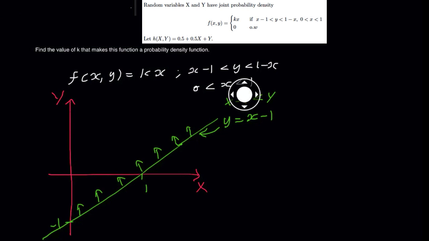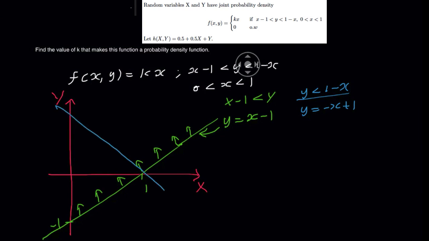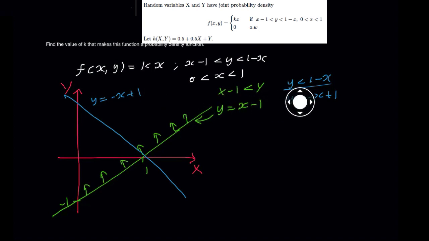We have another inequality, y less than 1 minus x. I can write this as an equation, y equals negative x plus 1. If I draw this line in the same coordinate system, we get this. Now to understand the region y less than 1 minus x, we have two regions, above the blue line and below the blue line. So this is the region that satisfies this inequality.